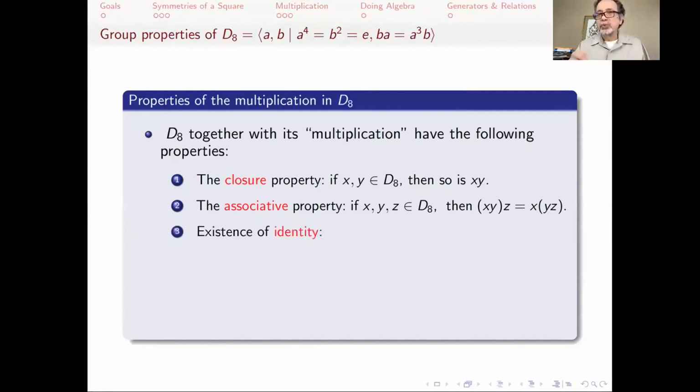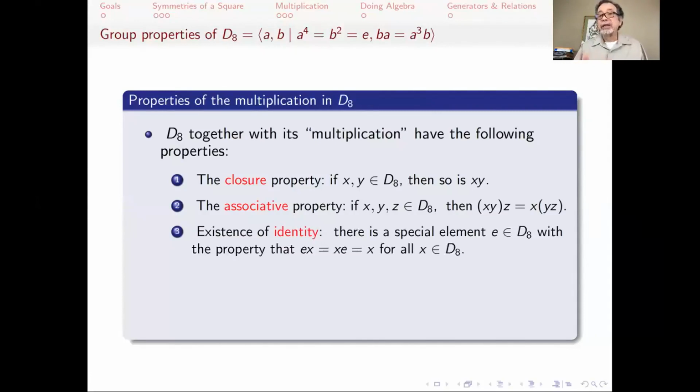Also, we have this weird element E, which is sort of a boring element, but a very useful element. It's called the identity. And it has the property that when you multiply it by any element, nothing changes. For every element X of D8, EX and XE is X. And when you have an identity, it's not like the identity is going to announce that I'm the identity. It might be camouflaged in some way. You will know that it's the identity if when you multiply it by every other element in your set, it doesn't change it.